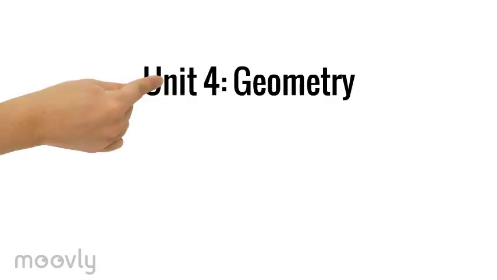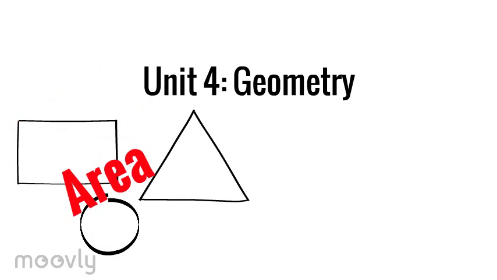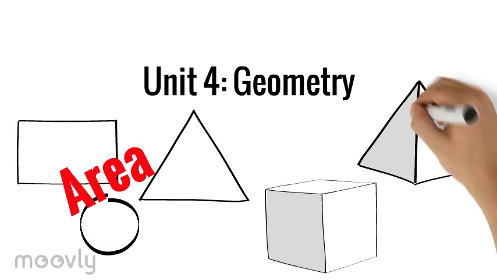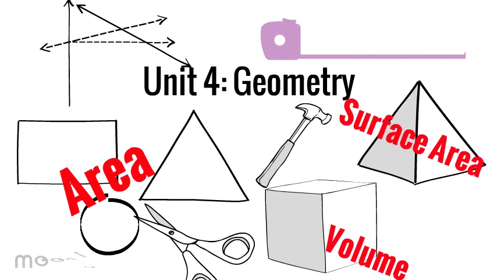Unit 4, geometry. This is a big unit. We get to talk a lot about area of 2D shapes and surface area and volume of 3D shapes, and lots of intersecting lines. This is a very hands-on unit. You will be doing a lot of measuring, creating, and building, which most students really enjoy.